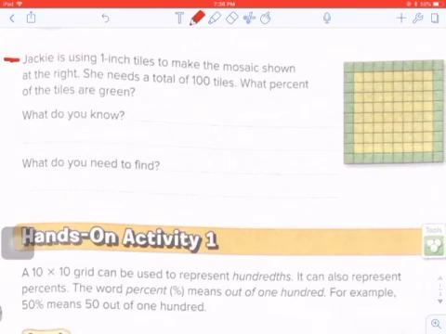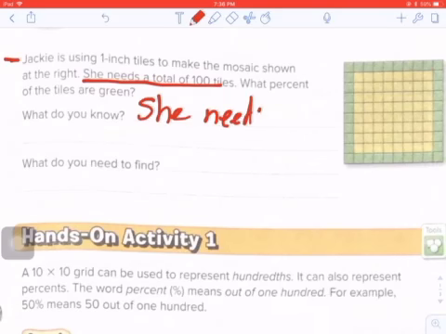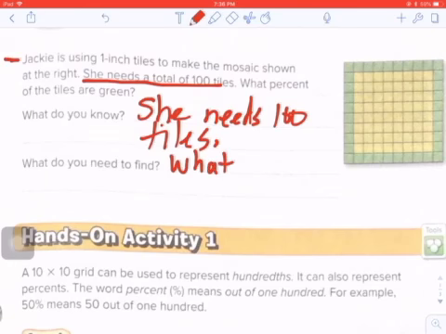First question says, what do you know? As I read this and look for what I know, you can underline it says she needs 100 tiles. Sorry it's sloppy, hopefully you can listen too. Next question says, what do you need to find? You always look for the question mark, usually that's what they're asking for, and it says there, what percent of the tiles are green? So we'll just say what percent are green.